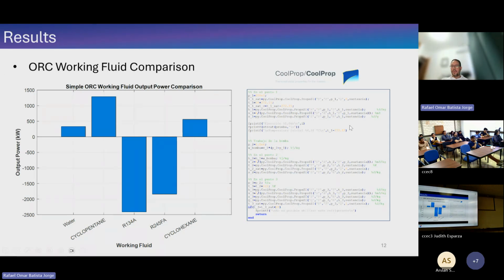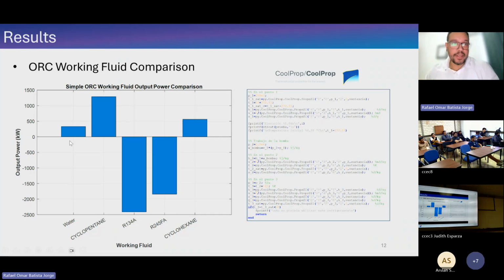This is the MATLAB code in which we are using CoolProp for fetching the properties of the various substances that we're testing. And then what we do is run the heat balance equations that were presented in the beginning. So at each point, we are doing the heat balance.